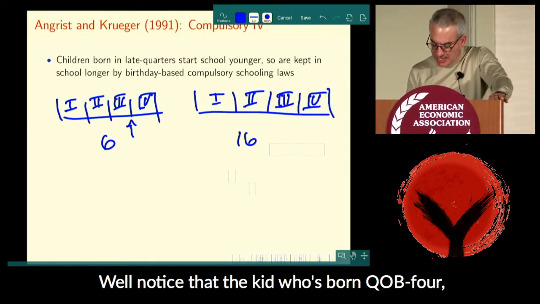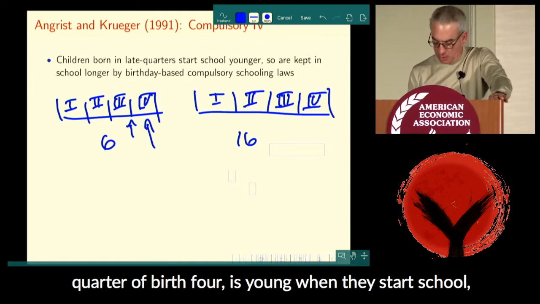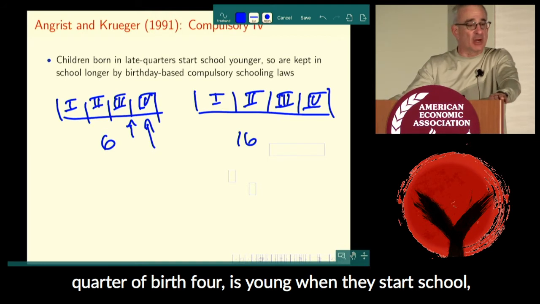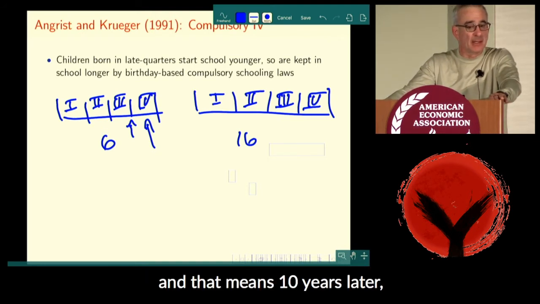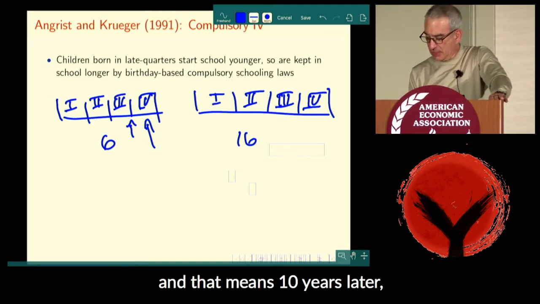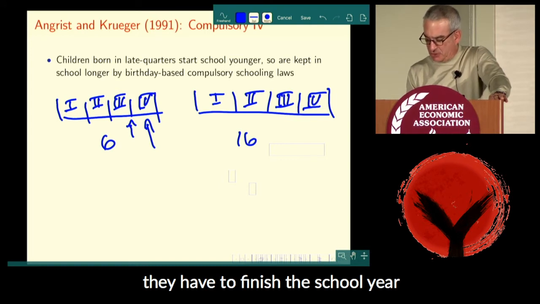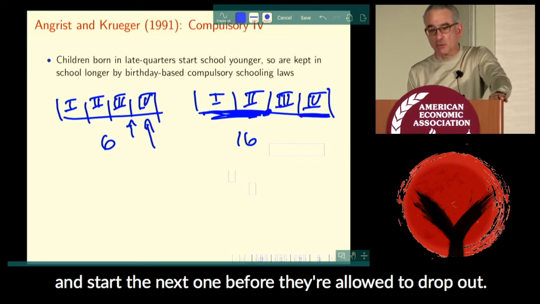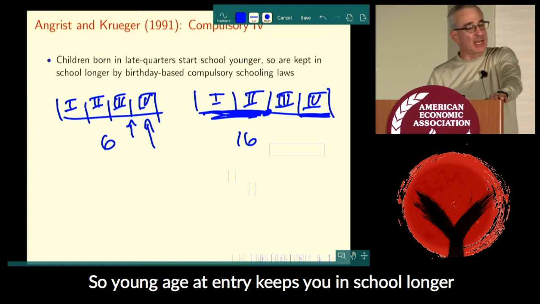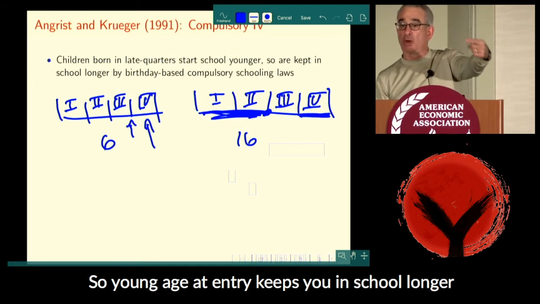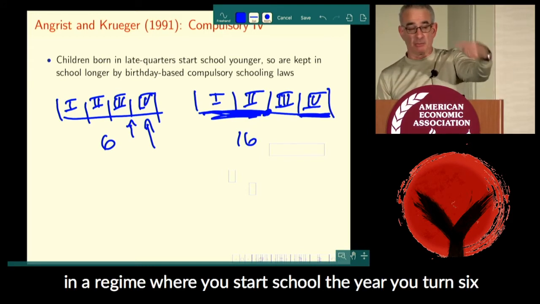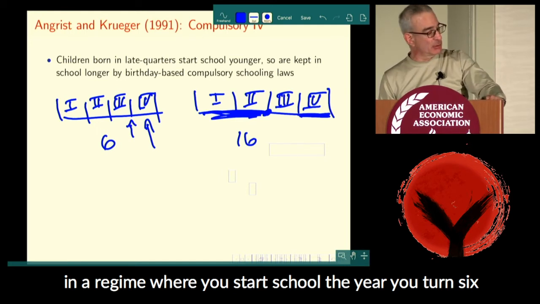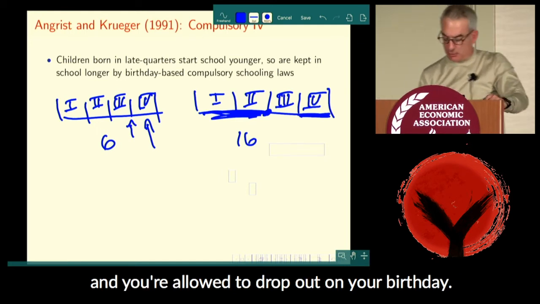Well, notice that the kid who's born QOB 4, quarter of birth 4, is young when they start school. And that means 10 years later, they have to finish the school year and start the next one before they're allowed to drop out. So young age at entry keeps you in school longer in a regime where you start school the year you turn 6 and you're allowed to drop out on your birthday.